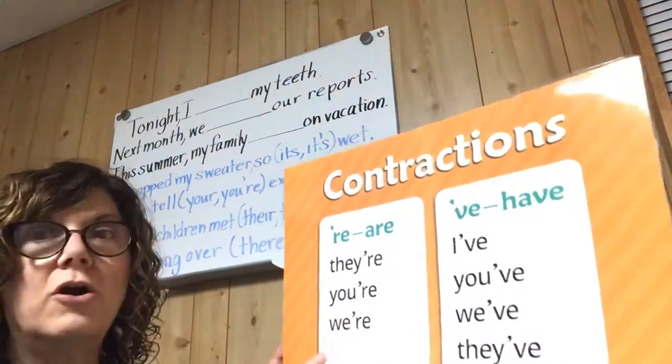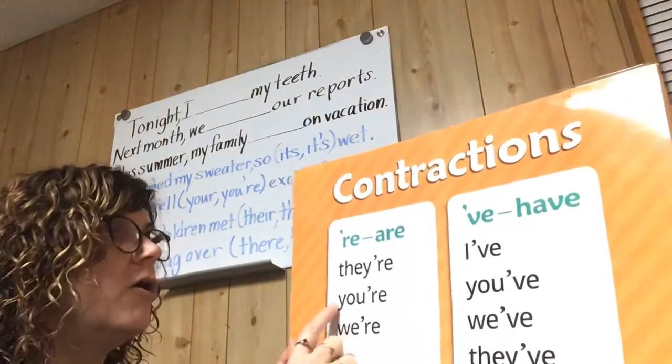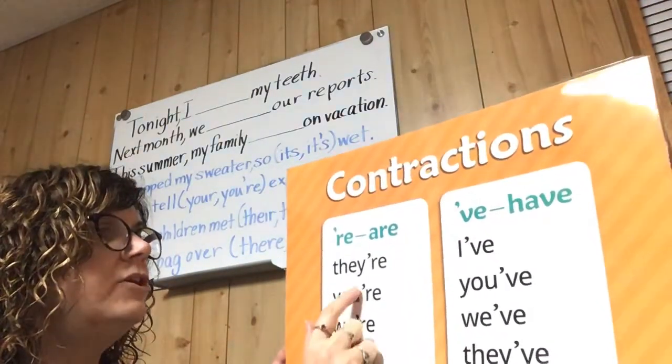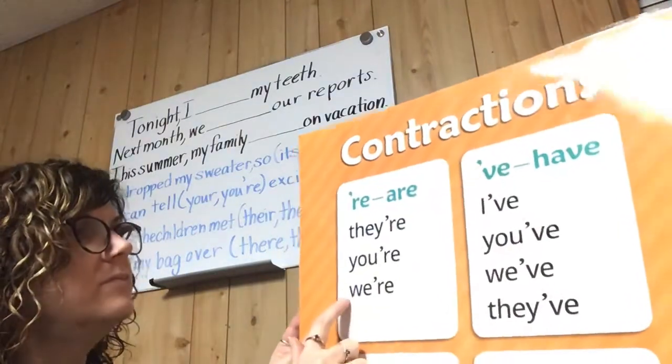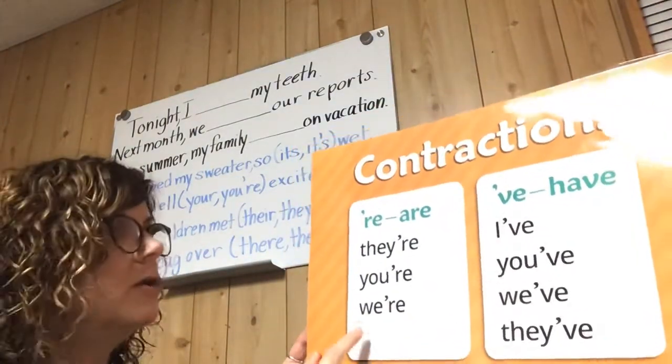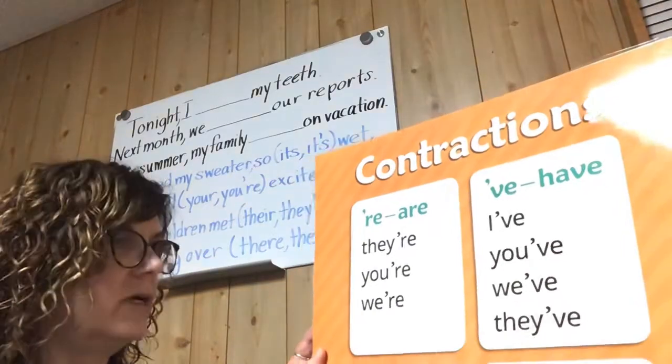Your, which is you are. This is the contraction for you are. So all of the word you, apostrophe R-E. We're is from we are. So all of the word we, apostrophe R-E.